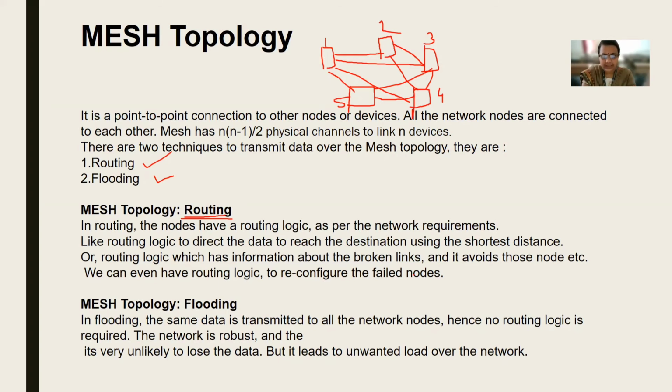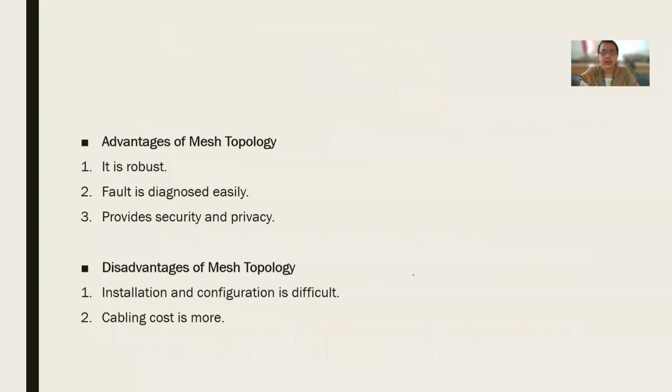So all the networks are connected and each has a particular connection. I can come to know the shortest distance also, but if at that particular moment the traffic is more on a particular connection, then I will select another one. That is called the flooding technique. So routing and flooding techniques are used in the mesh topology for transmitting data. Okay, I think it is clear.